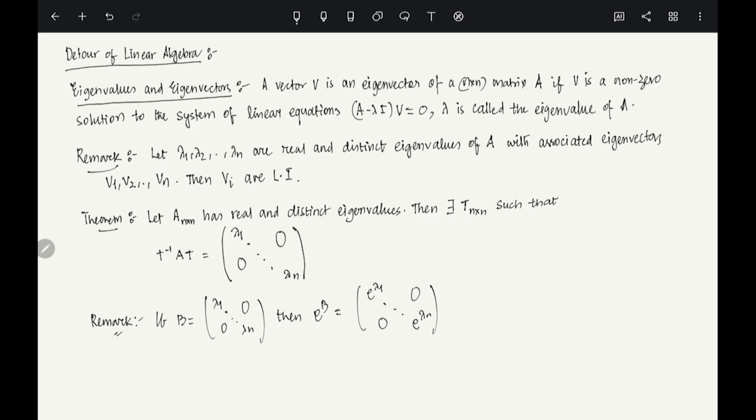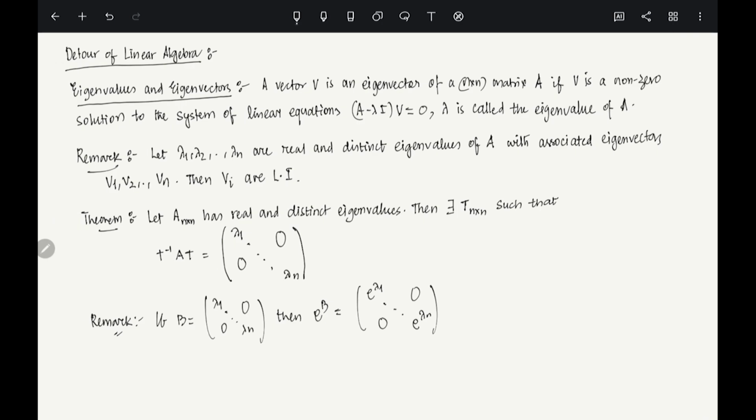So you do realize that calculating the exponential is going to be very simple. If you start with a matrix with real and distinct eigenvalues, it is diagonalizable, you can write it in this form, and once you can, calculating the exponential gets very easy. That's the idea.